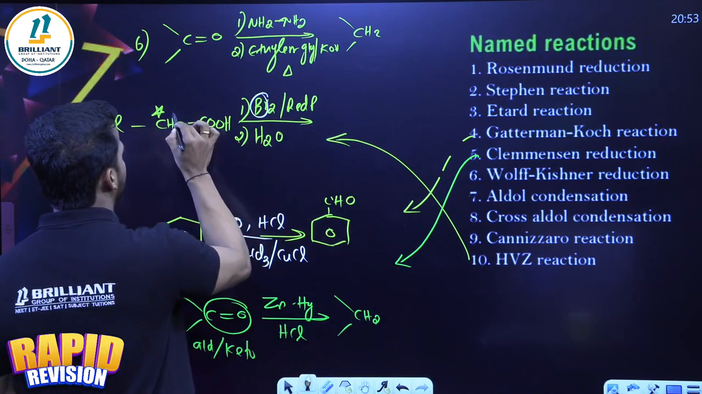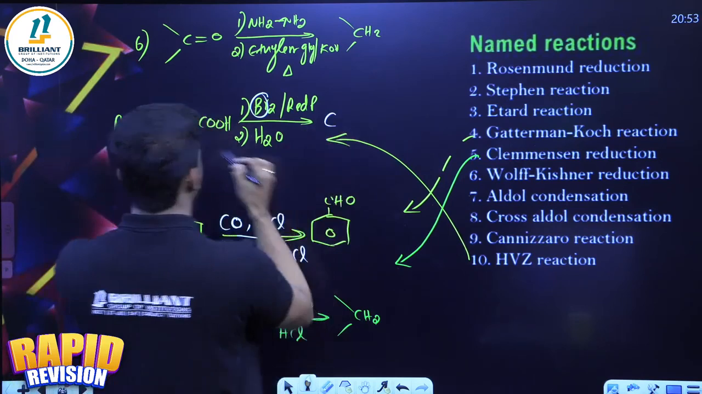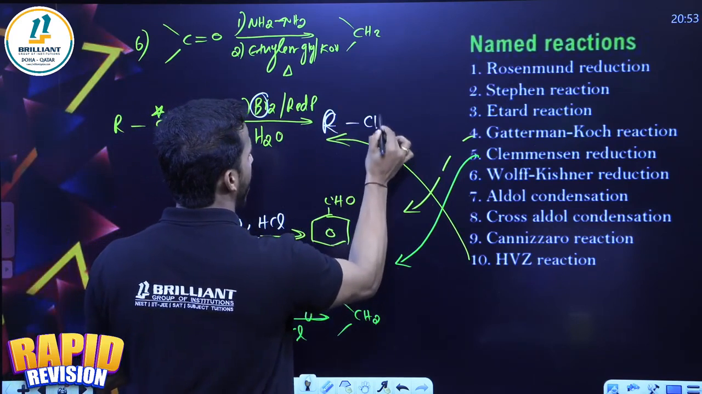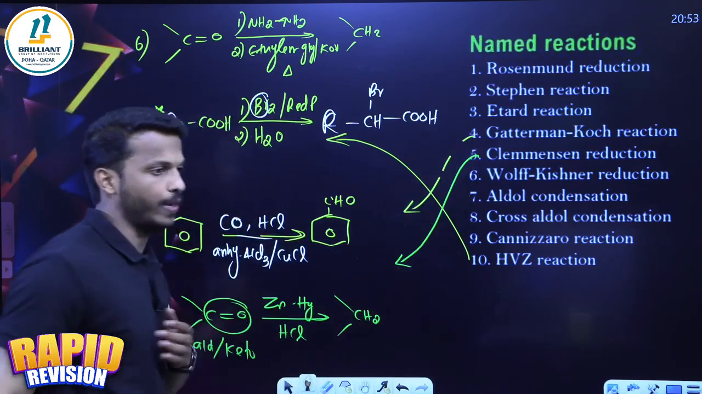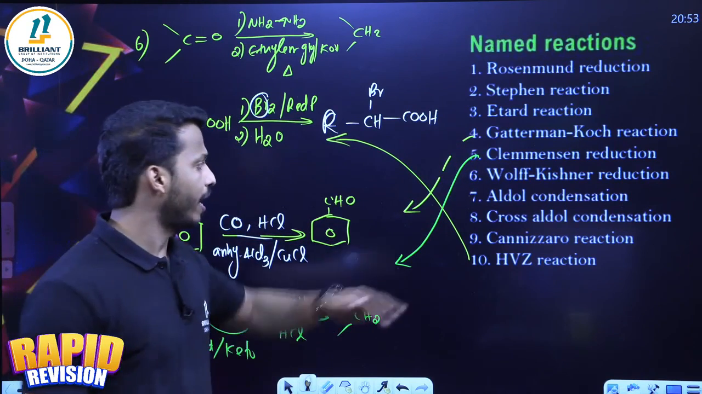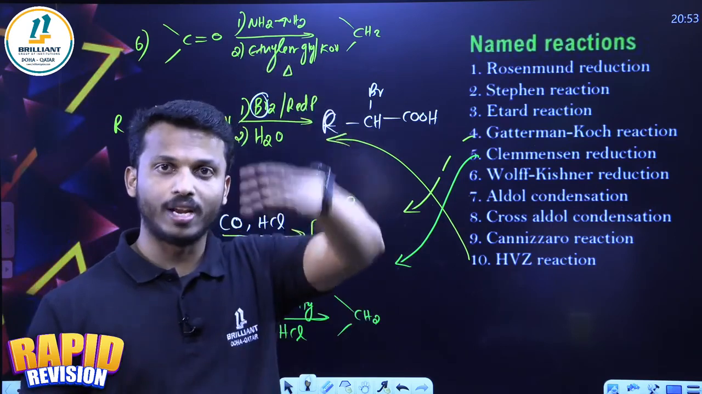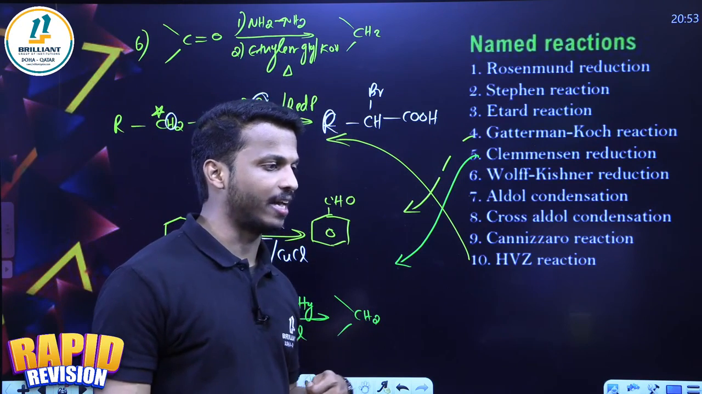This bromine comes to the place of this hydrogen, which means it removes one alpha hydrogen. You will get RCHBrCOOH. This is called what? HVZ reaction. So dear all, HVZ reaction is from acid. The remaining reactions are from our aldehydes and ketone part.